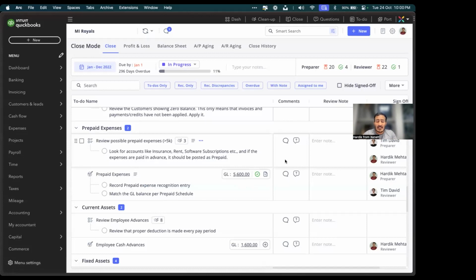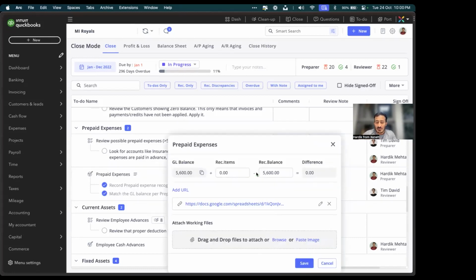And the second thing is that, based on the schedule that we follow every month, we need to make sure that we record the prepaid expense recognition entry, and then we also make sure that the balance as per schedule and the balance as per book should match, right? And again, this practice has been helping us.